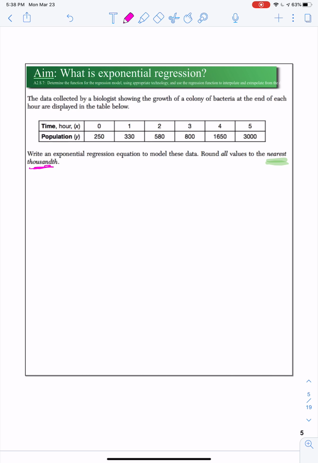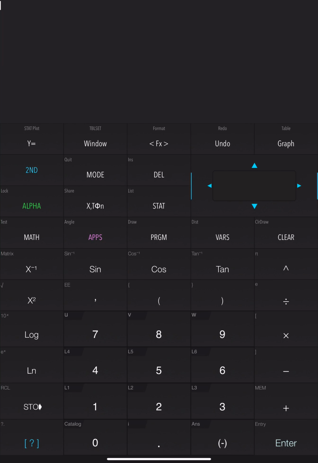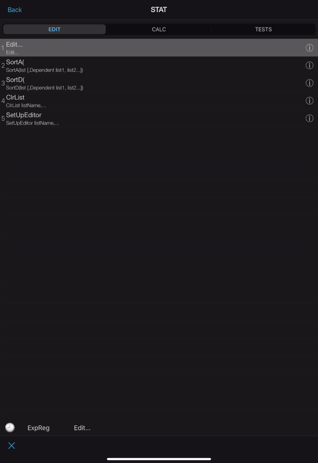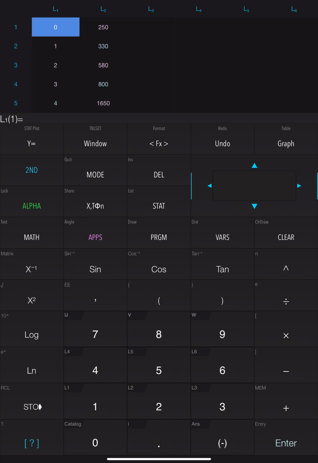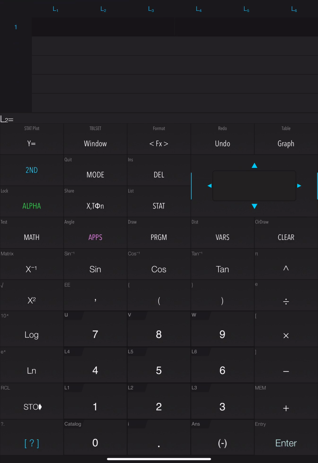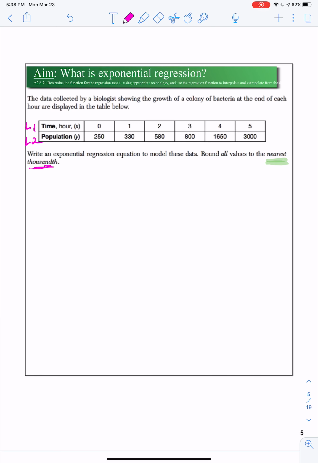So what I'd like you to do is pause the video again, and do stat edit, and this is going to be your L1, and this is going to be your L2. So what I mean by that is you're going to go stat edit, and you're going to go up to the header on that L1. You're going to hit clear. Then you're going to go up to L2, hit clear, and then you're going to enter your X values into L1, and then your Y values into L2. So please pause the video at this point and plug that stuff in, and then we're going to take it from there.